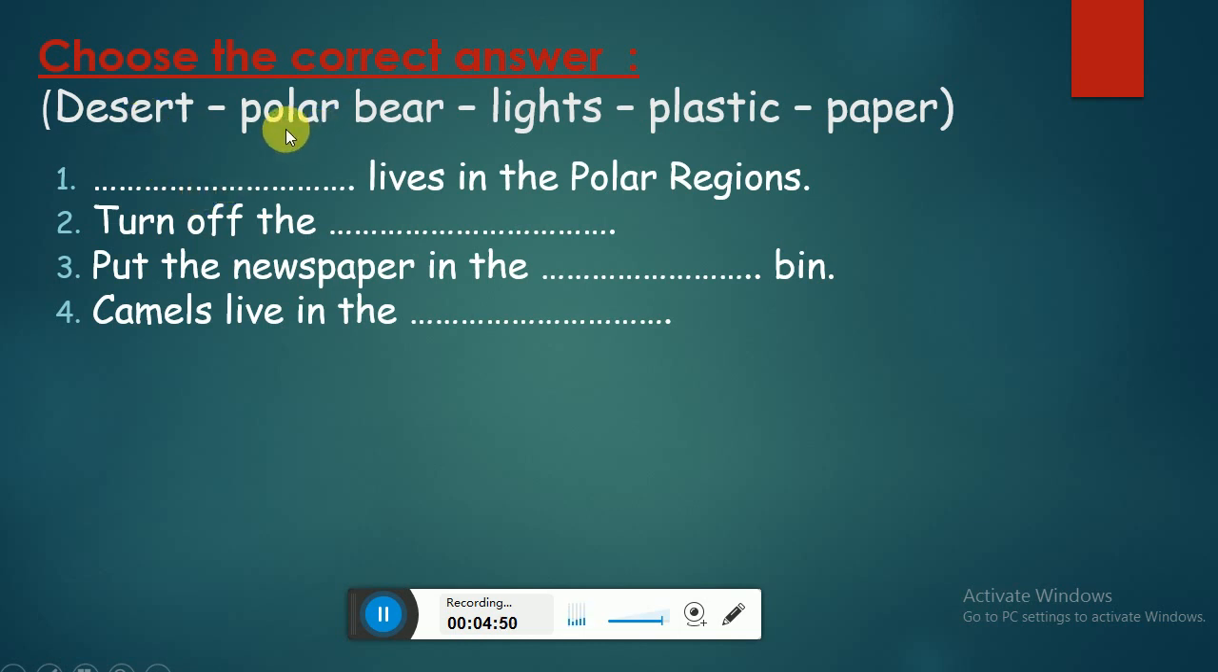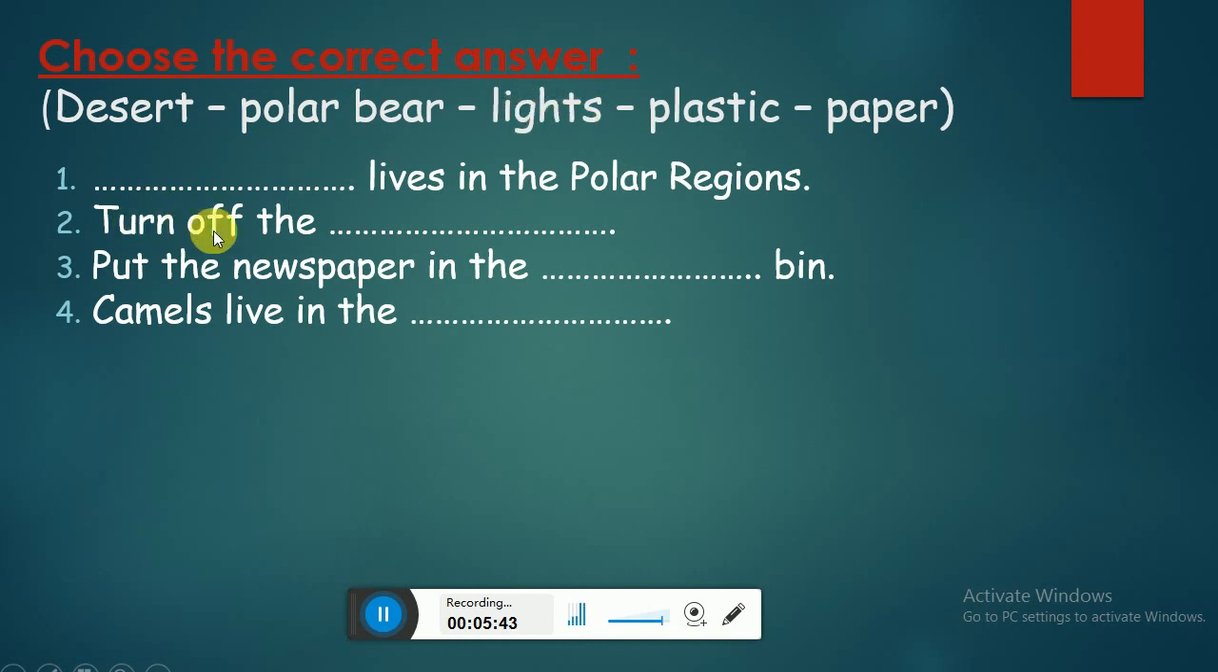Okay. Polar bear. This is a kind of animal that lives only in specific areas in the world. Polar, from the word, you notice that it only can live in the polar regions. Regions means areas. So very good. Number one, polar bear lives in the polar regions. Okay, turn off that. Turn off when your mom, your dad, your teacher tell you to do that all the time. So turn off. Yeah, very good. Turn off the lights.